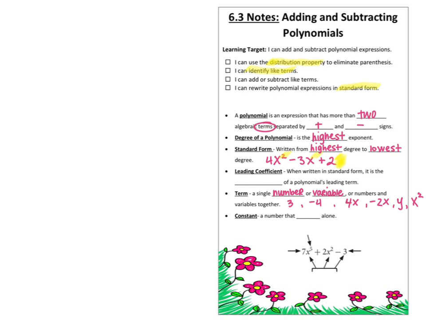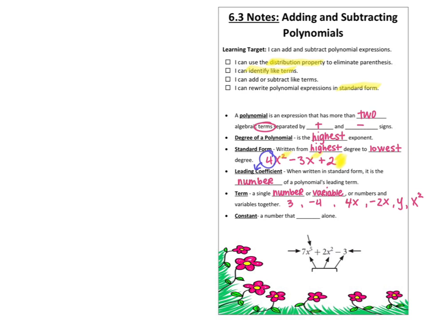Another important vocabulary term is leading coefficient. So when we're writing in standard form, it's the first term, or the first coefficient. So it's the number in front of the term. So in my example up here, 4x squared minus 3x plus 2, 4 is my leading coefficient because it is the first coefficient when written in standard form.